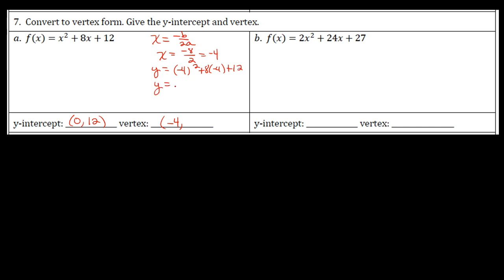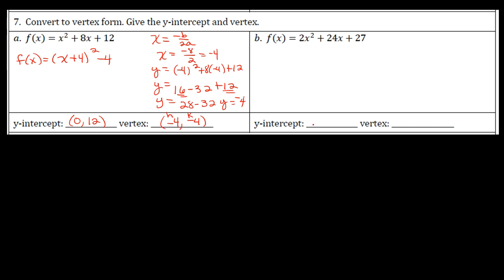And I get positive 16 minus 32 plus 12. I always like to combine my like signs together. And then my y value is going to be negative 4. So this is my h and this is my k. My a is 1. So I'll have x minus negative 4, minus 4.